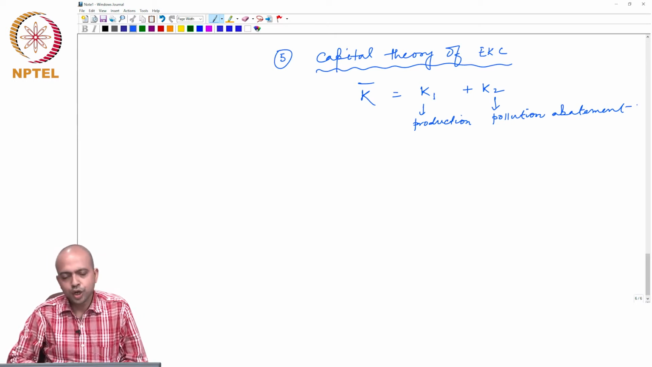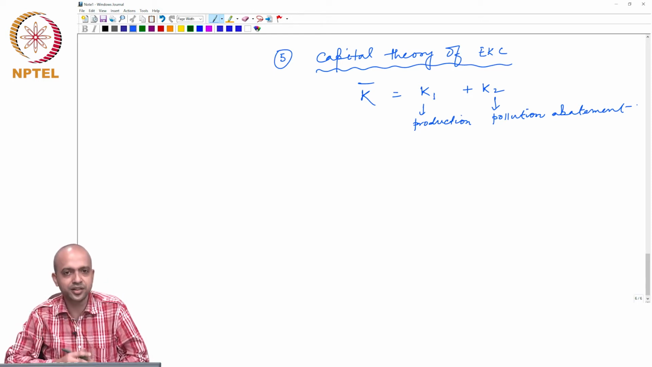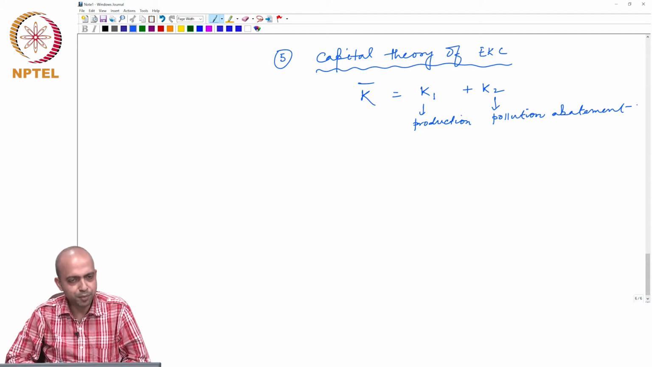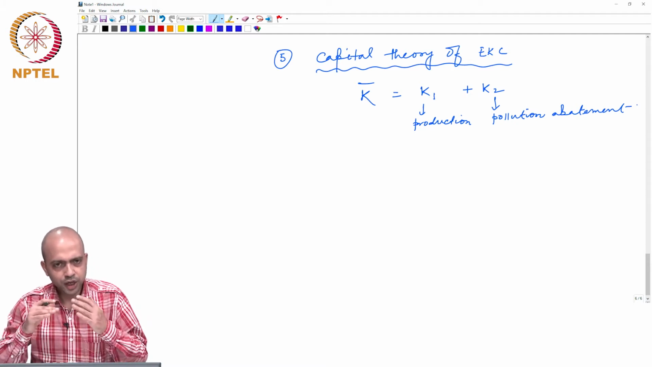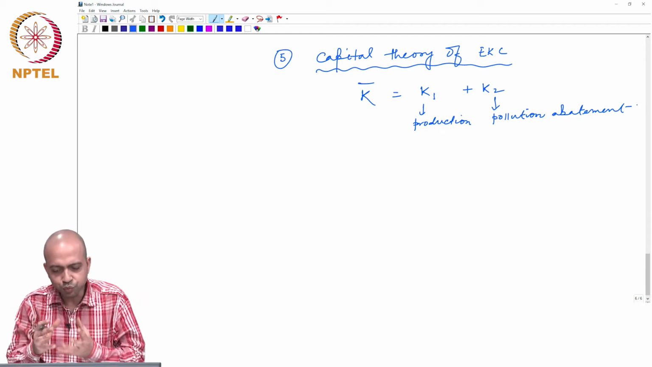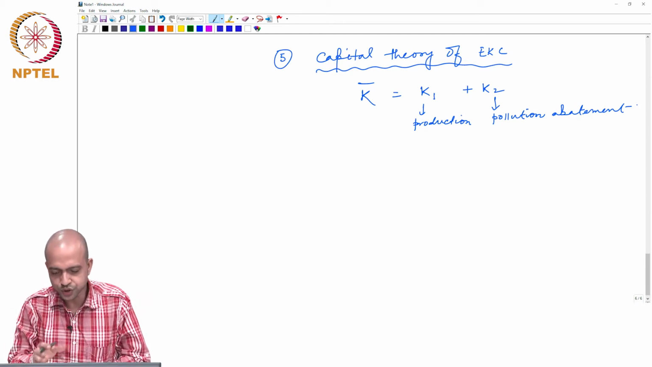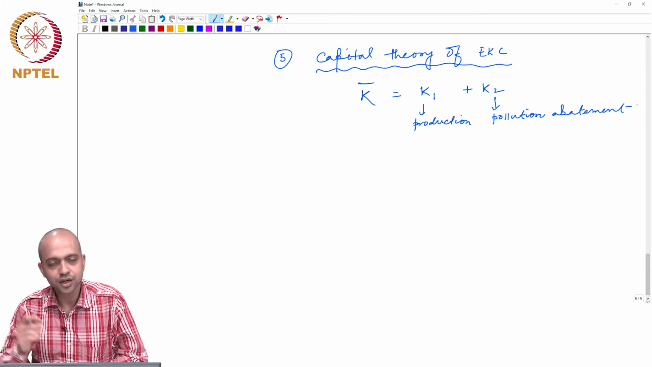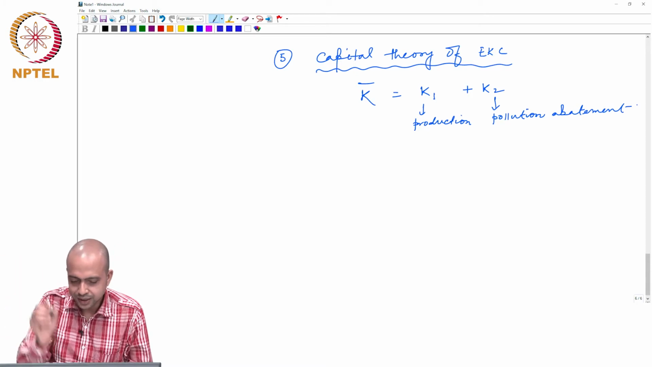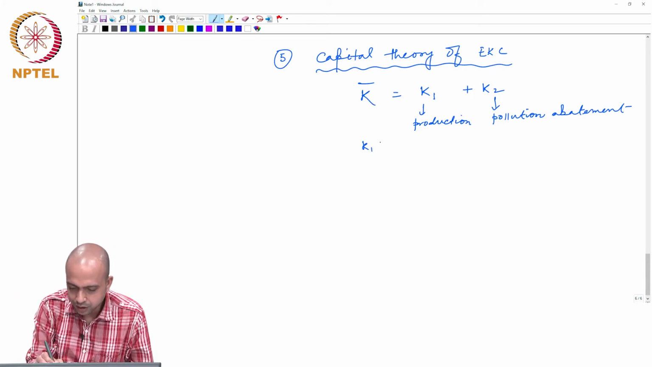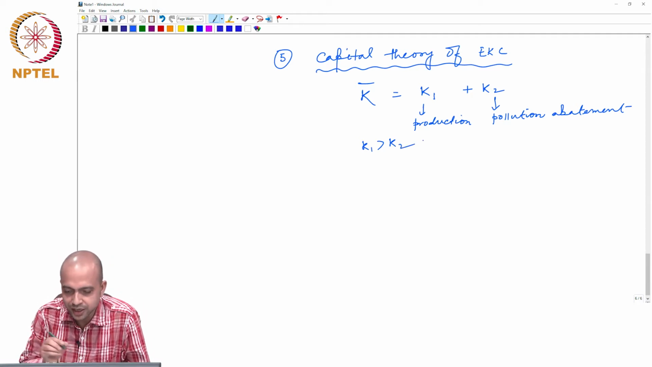Okay. Now, at the initial stages of growth, when the economy just started their growth process, what happens? Since environment is not the priority, economy allocates more capital towards production and less towards the pollution abatement. So, that means we can say that K1 is basically higher than K2 at lower level of income.